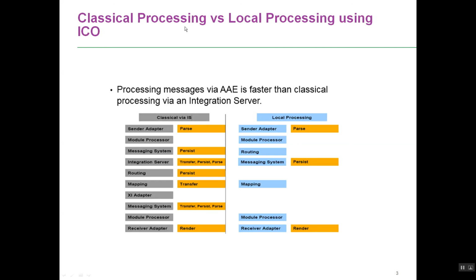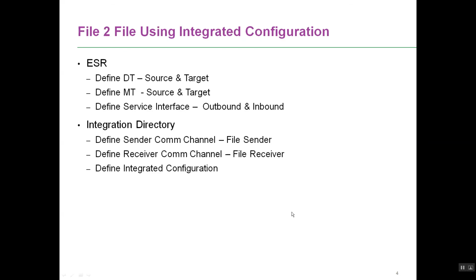What are the advantages of classic processing versus local processing? We've already touched upon this very quickly. In classical processing, what will happen? Your message will go through the adapter engine and through the integration engine. Basically, your message gets processed through both the ABAP stack and the Java stack. That means many pipeline steps get executed, which are all internal steps of PI, as a result of which there were certain performance issues. When you look at the advanced adapter engine, when you're doing local processing via integrated configuration, the number of steps that get executed was reduced by SAP, as a result of which the message processing was much faster.